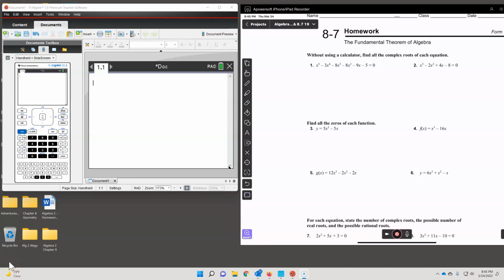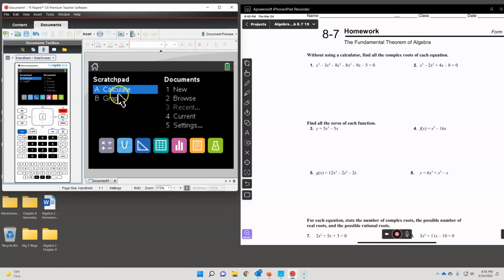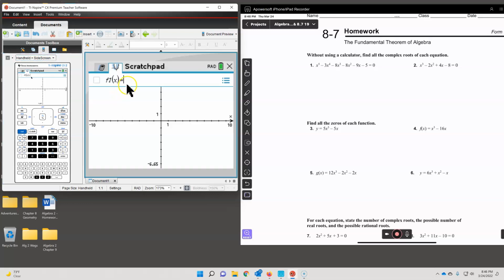Okay, this is homework 8.7, and you are going to find the roots using a calculator. I know it says there without using a calculator, but we're going to use a calculator. And you notice that we have this to the 5th power. So we're going to go ahead and use a calculator, and go to the graph. And you notice that it's quintic.